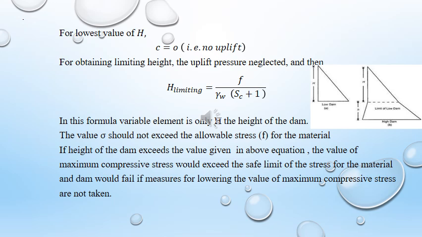For the lowest value of H in the above equation, put the value of C equal to 0, that is, no uplift. Thus, to obtain the limiting height, the uplift is to be neglected, and then H limiting is equal to F upon gamma W into SC plus 1. So, if the height of the dam having an elementary profile of a triangle is more than the above equation, the maximum compressive stresses generated will exceed the allowable value.